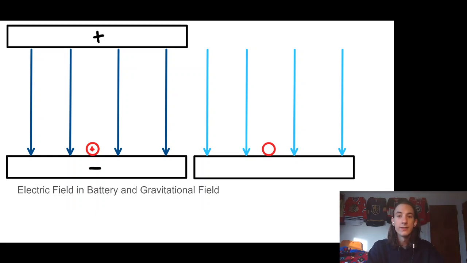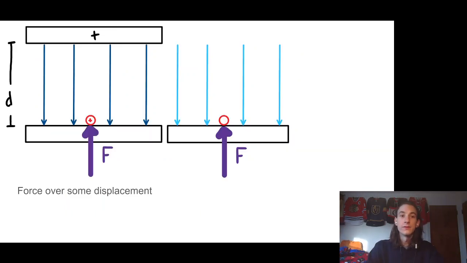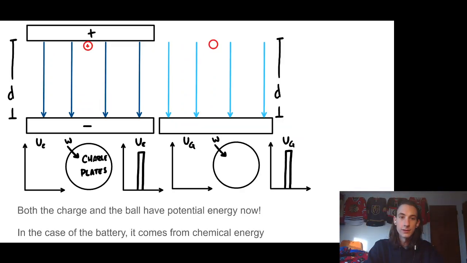And if we're thinking about this gravitational and electric analogy, if we picture having a proton at the negative end of these parallel plates, or a ball at the bottom of a gravitational field, if we come in here and we apply a force over some displacement to lift up the charge, to move it closer to the positive plate, or to move the ball up further in the gravitational field, we do work on that either charged particle or particle with mass. And from doing that work, we're putting energy into that system.